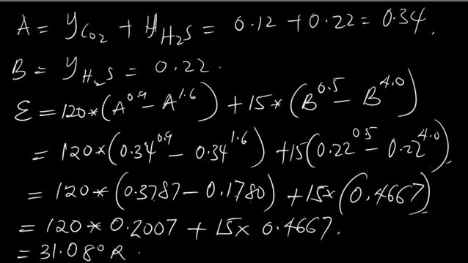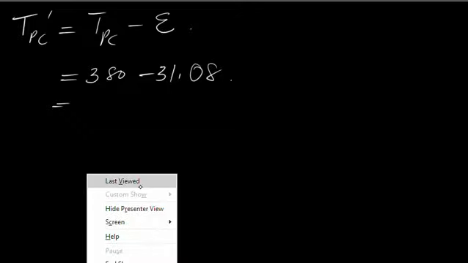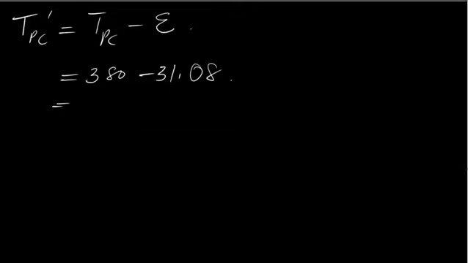Now we are going to use this value to calculate the adjusted pseudo-critical temperature. So now the adjusted pseudo-critical temperature is equal to the pseudo-critical temperature minus the adjustment factor. So now the pseudo-critical temperature is 380 minus the adjustment factor, which is 31.08. Now let's subtract and see what it will give us. So we have 349.92.